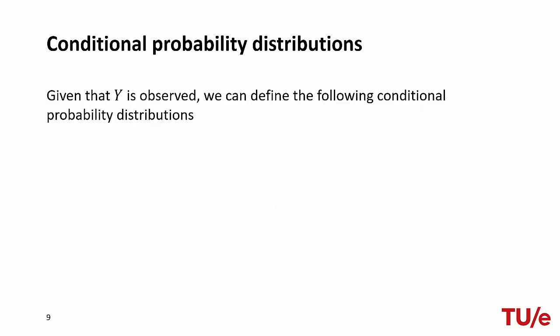Another case of conditional probability is when we observe one of the variables in the joint probability model and we want to describe how our belief changes because of this observation.